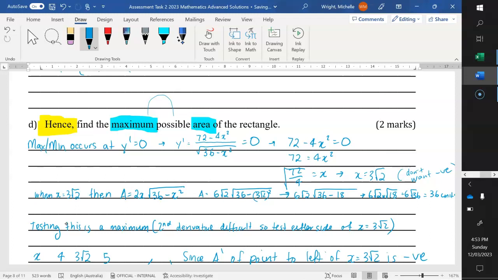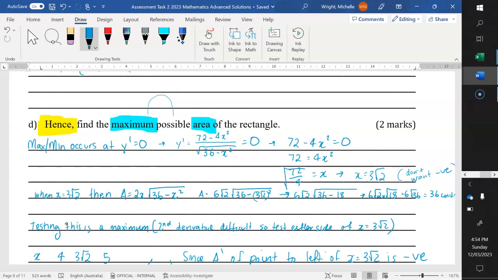72 minus 4x squared equals 0. All I've done is rearrange that. Plus 4x squared to both sides, divide by 4, take the square root. Because I'm looking at distance here, or values that relate to area, I don't want plus or minus x, I just want plus. That's 72 over 4, and that's the square root of that. If I simplify that down, I get x equals 3 root 2, which is also root 18. So they're the options for here.